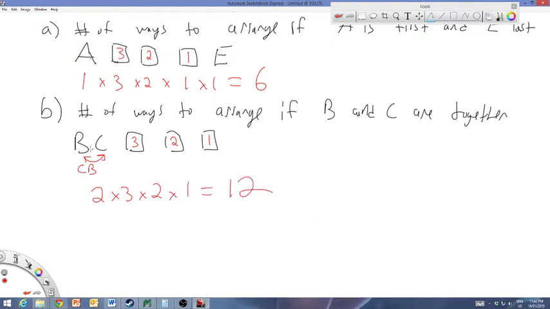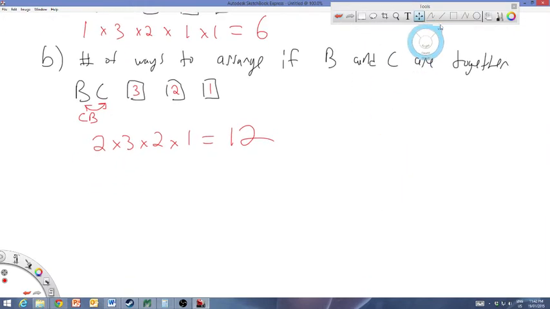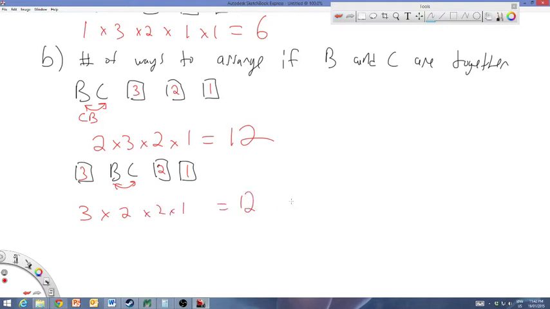Okay, but that's if B and C is first. What if they're second? Well, the same kind of math exists. The first letter is then unknown, and then we have B and C, and then the fourth letter, and then the last letter. First letter, 3 choices. Then B and C gives me, again, we can swap those 2 choices there. Fourth letter, 2 choices, last letter 1. So the total number of outcomes will be 3 times 2 times 2 times 1, and this will be 12.